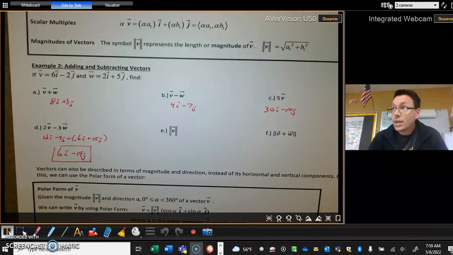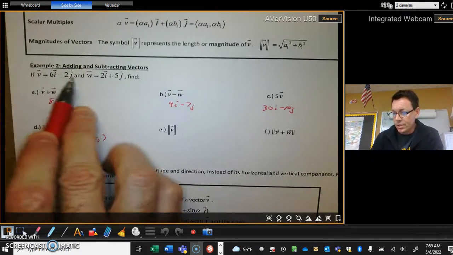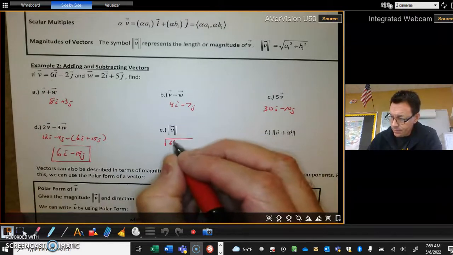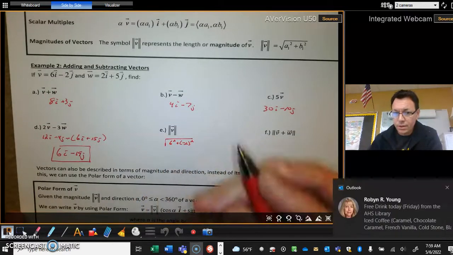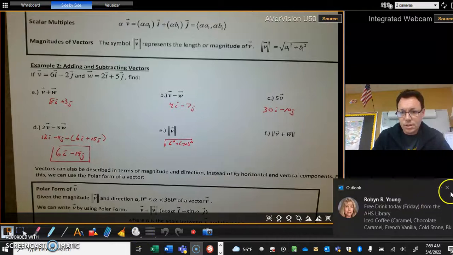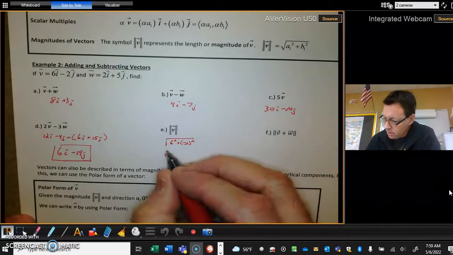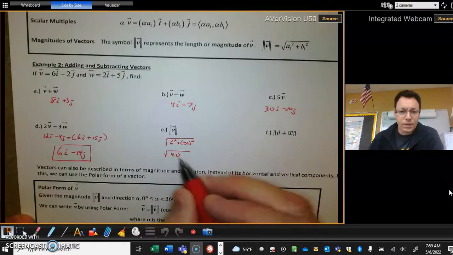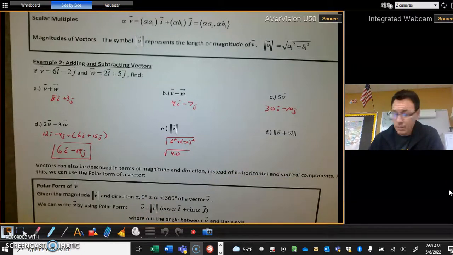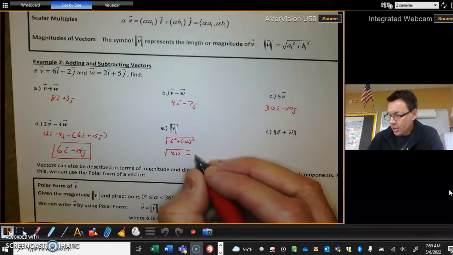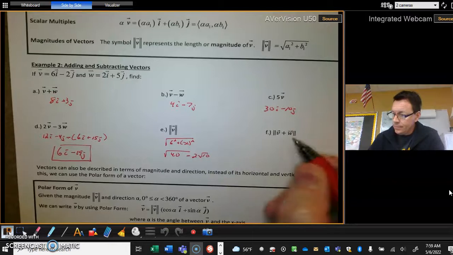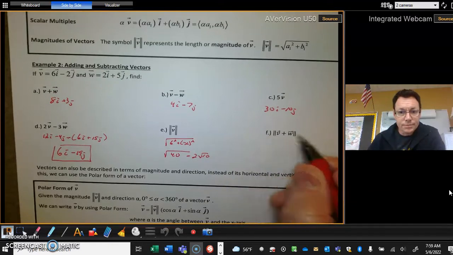Okay? E. E says, what is the magnitude of vector v? So this is vector v. It is the absolute value of 6 squared plus negative 2 squared. So that's 36 plus 4, so 40, which, don't plug that in your calculator. If you did, I wouldn't be upset, but I would just probably write that as 2 radical 10.